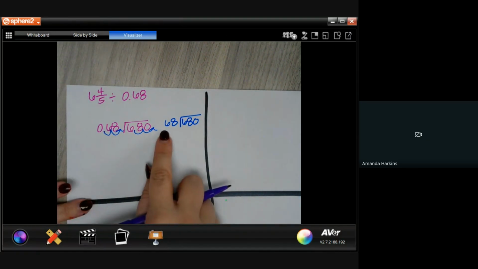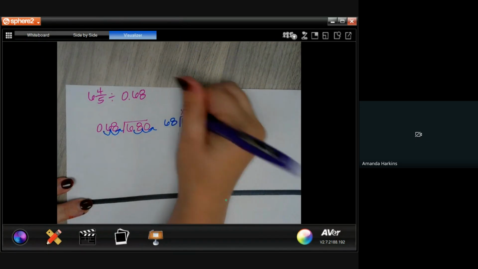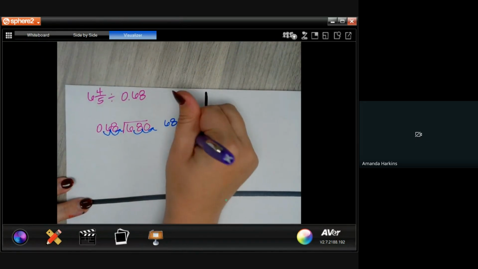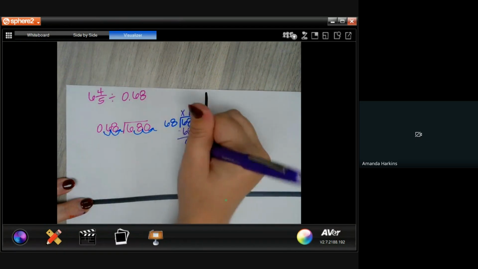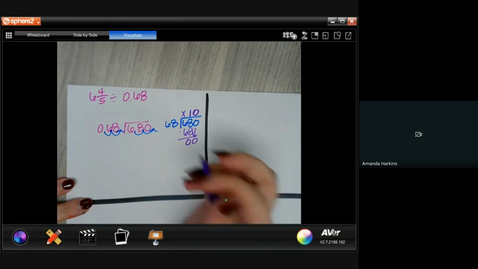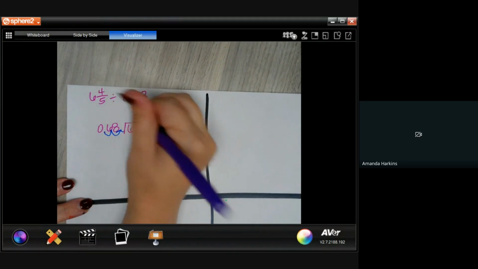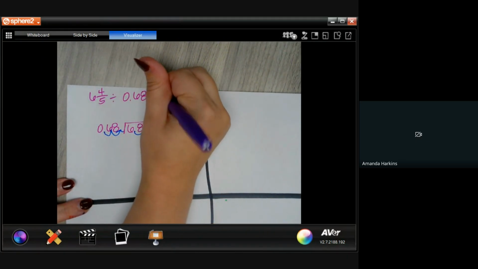Okay, 68 cannot go into 6, but it can go into 68 one time. Subtract that, bring down my 0. 68 can go into 0 10 times. So 10 is my answer.